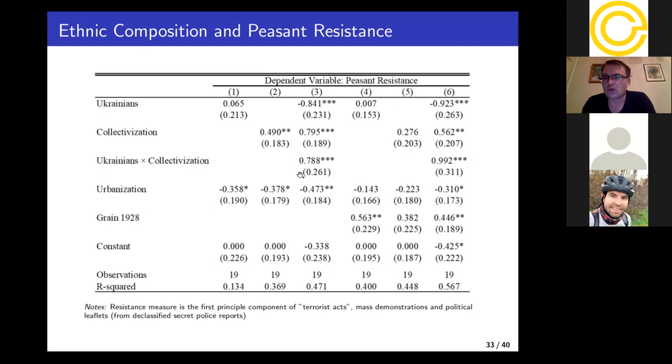This is the major takeaway from this table. Of course, a caveat you should have in mind is that this is a cross-section result at the province level, and we have only 19 provinces in this cross-section.